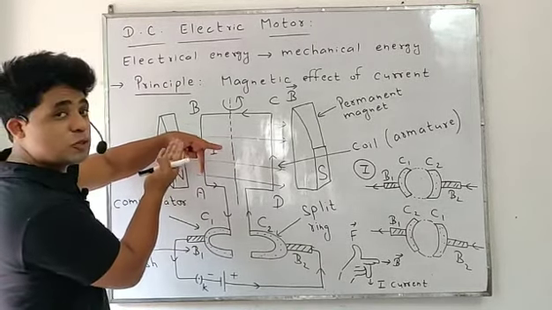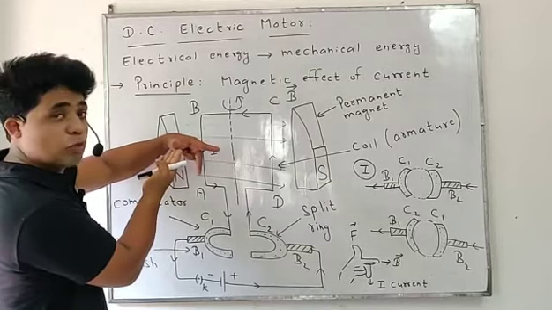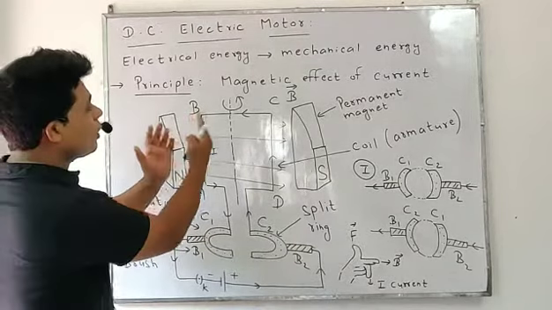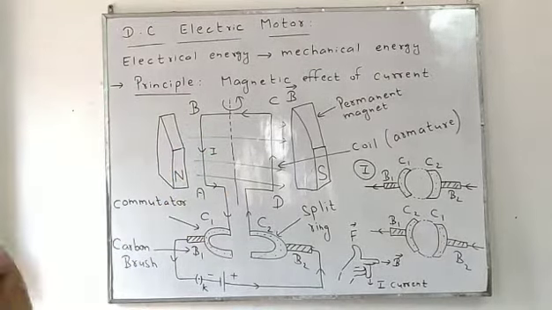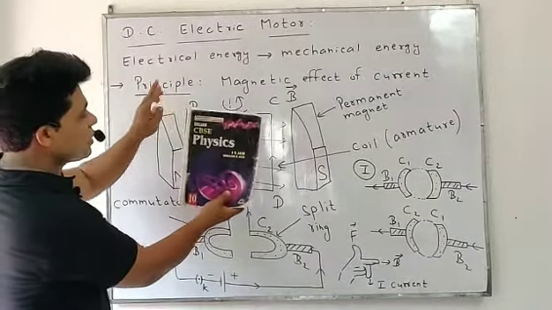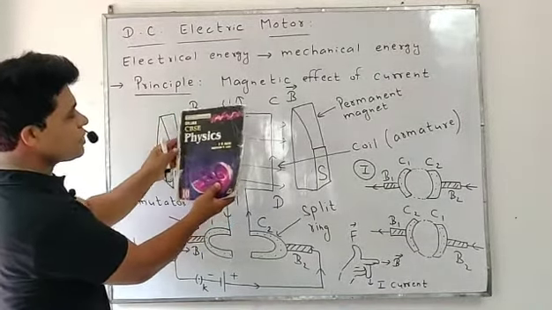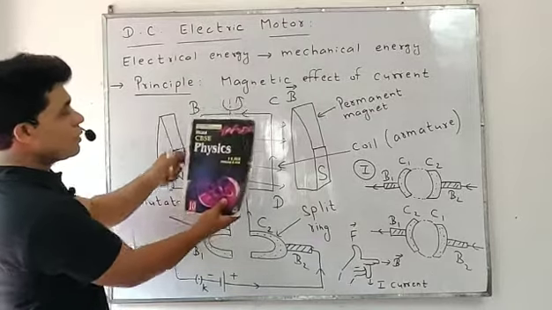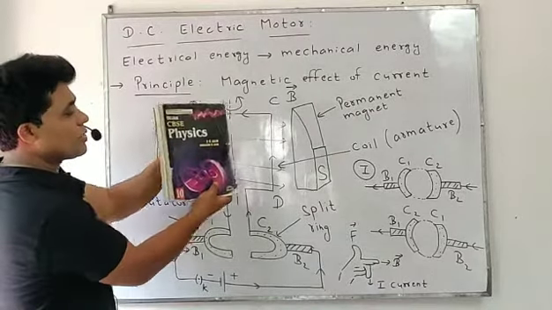So the thumb represents the direction of force. It means the direction of motion of the coil. It means this coil moves in the upward direction. The coil moves like this, upward direction. This is B and this is A. Upwards means like this. So BA, this side will move in the upward direction.